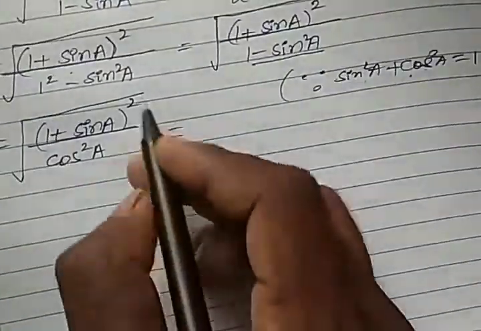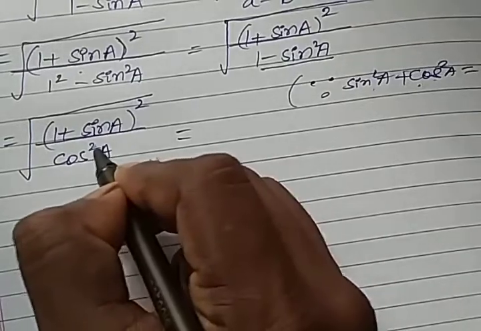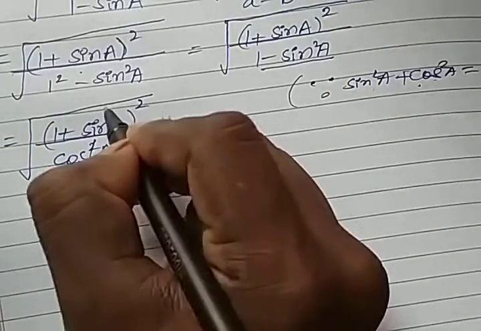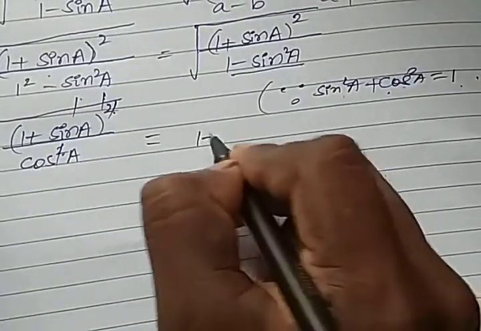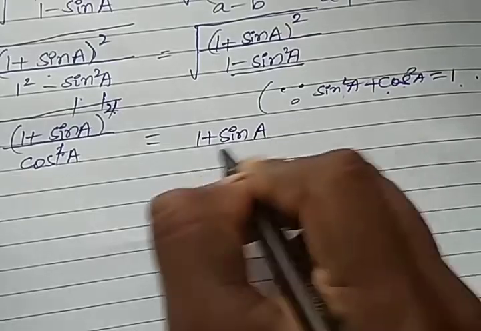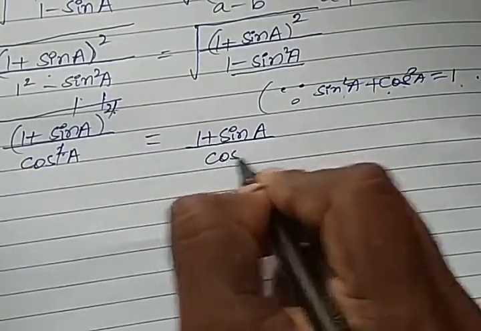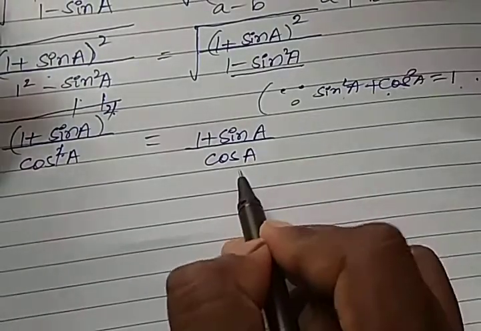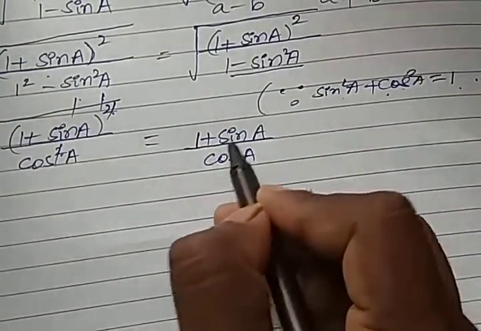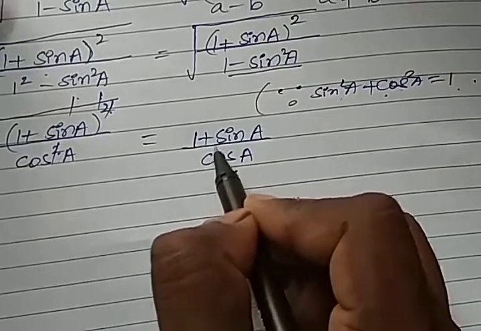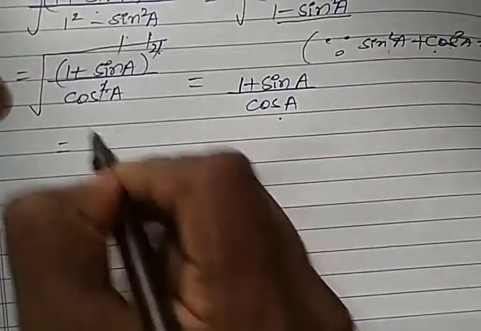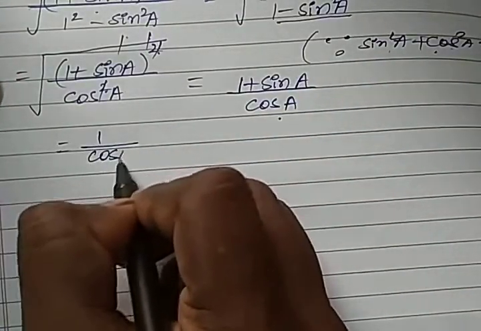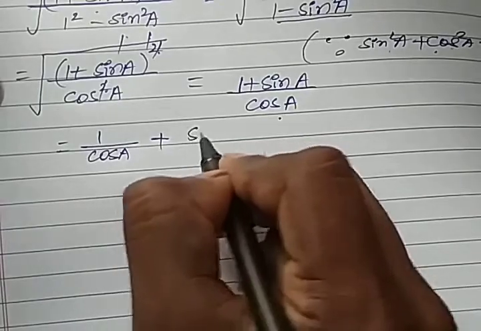Now here you can see one thing, the numerator and denominator both have square, so they get cancelled with the root. Square and root cancel, square and root cancel. We are left with 1 plus sin a by cos a. Now this cos a belongs to both terms in the numerator. In the numerator there are two terms, so it belongs to 1 by cos a plus it also belongs to sin a, so sin a by cos a.